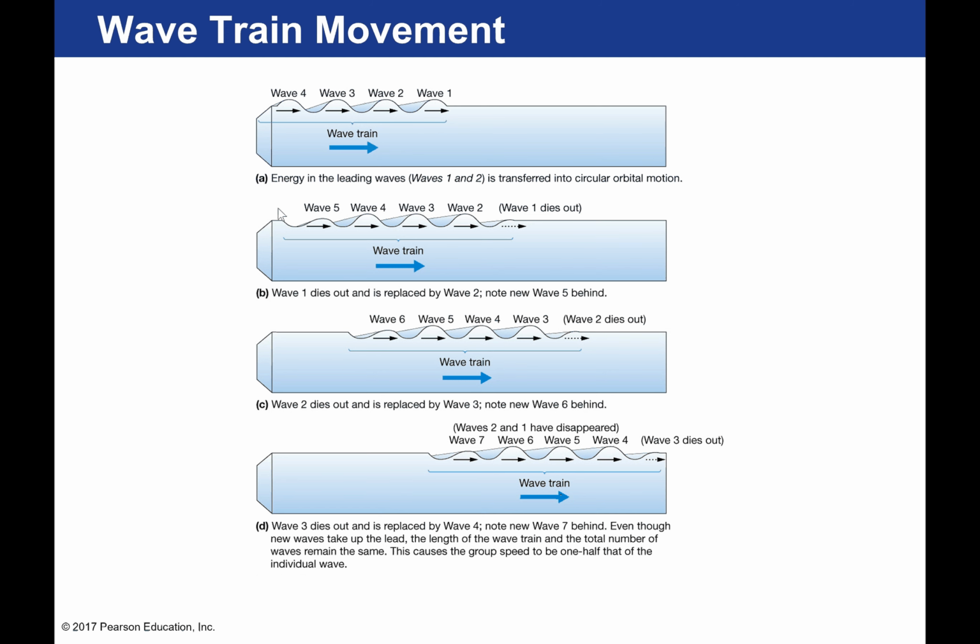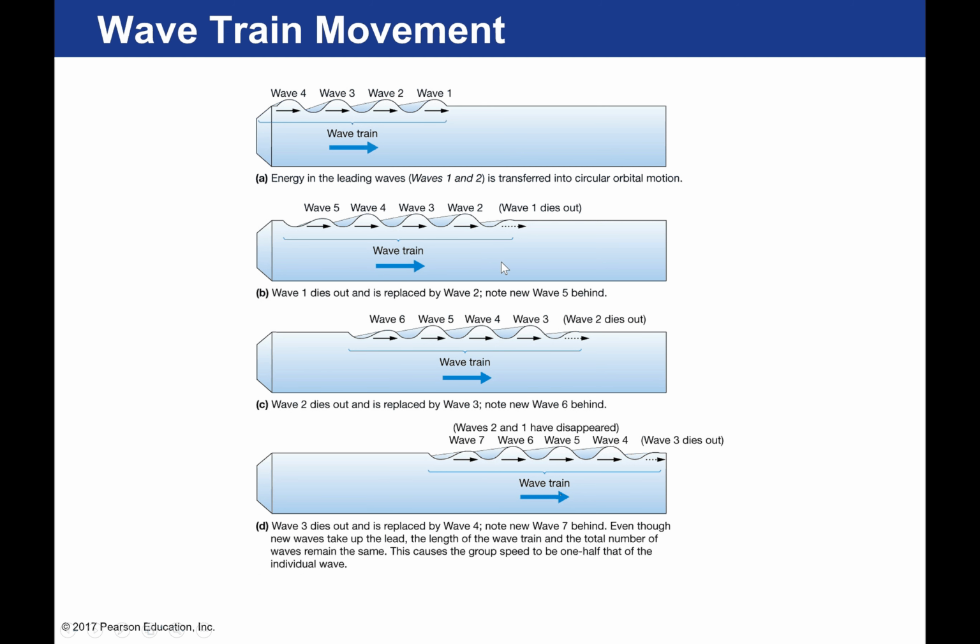If we're looking at this image, it kind of shows you how the wave trains work. Here's your leading wave, wave 1. Again, this is your wave train, a group with similar characteristics. You can see they have the same wave heights and wavelengths. Wave 1 is your leading wave. Here in the second image, you see wave 1 is dying out, but wave 5 has replaced it in the back.